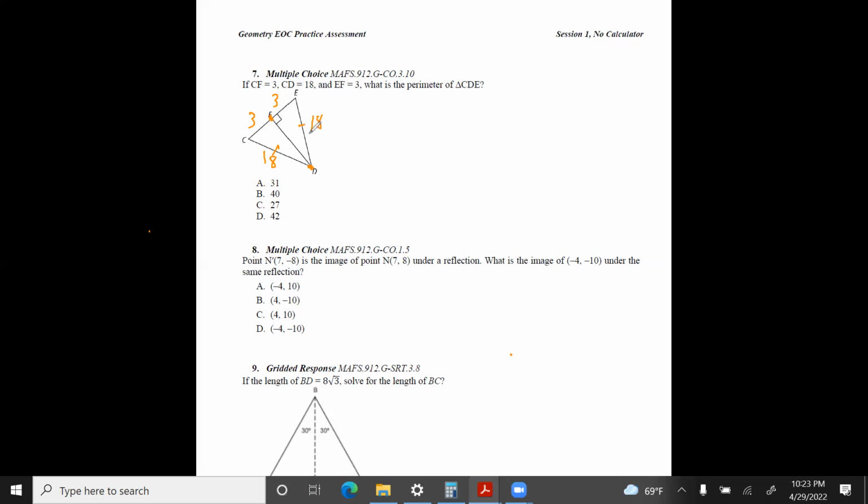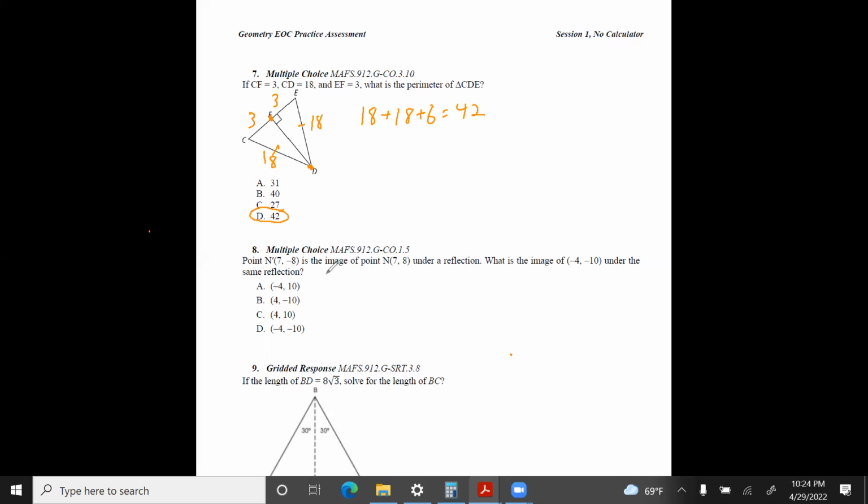So now, if they want to know the perimeter, add all the sides up. So we have 18 plus 18 plus this side was a total of 6. So that's going to give us 42, which is D.